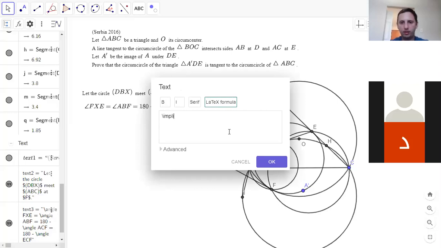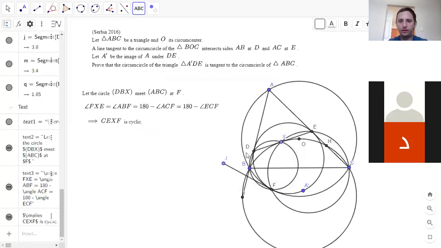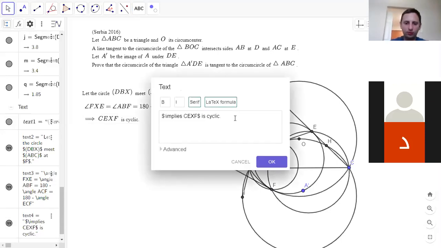So this means that CEXF is cyclic. And once we know that, now we can do an angle chase to show that A prime EDF is cyclic. So, oh, that is the Miquel's theorem that you mentioned. Yeah, okay. So if you have any segment like this and a point on it, then those circles will concur. Oh, actually, that's just the Miquel point of triangle ADE with respect to X, B, and C. Okay. I'll just say alternatively use Miquel's theorem.